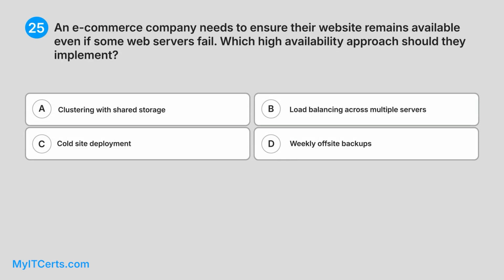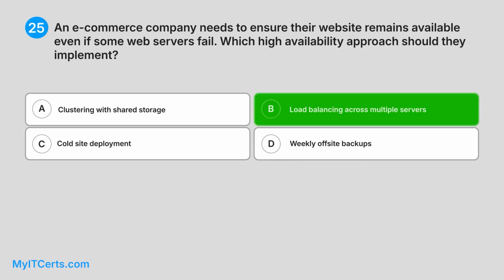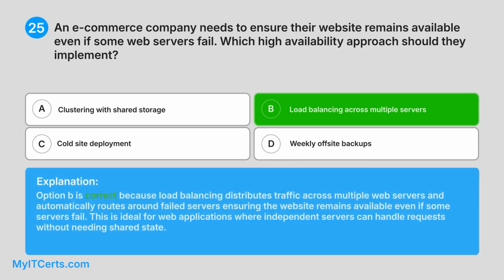Correct answer: B. Load balancing across multiple servers. Explanation: Option B is correct because load balancing distributes traffic across multiple web servers and automatically routes around failed servers, ensuring the website remains available even if some servers fail. This is ideal for web applications, where independent servers can handle requests without needing shared state.